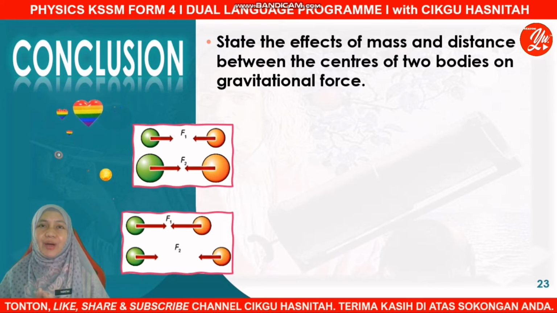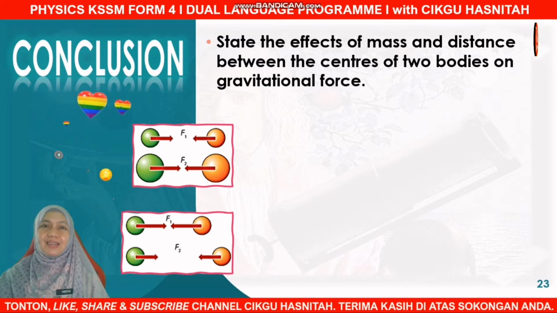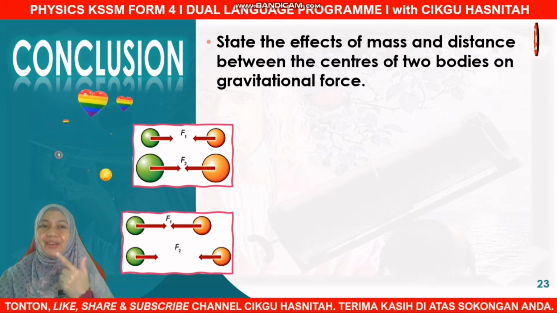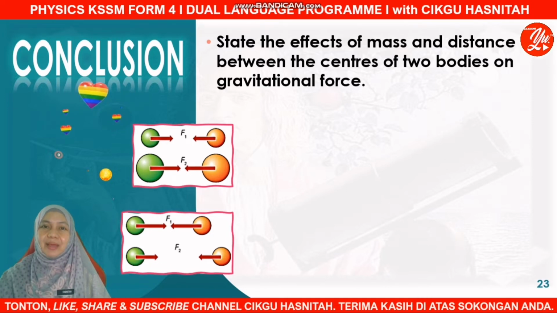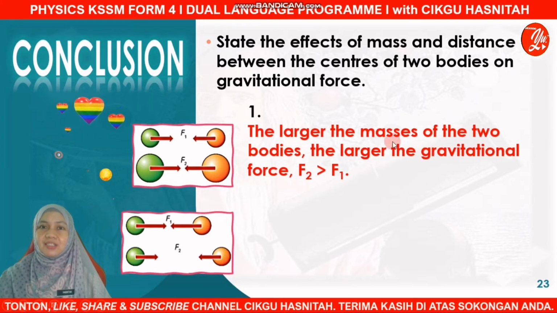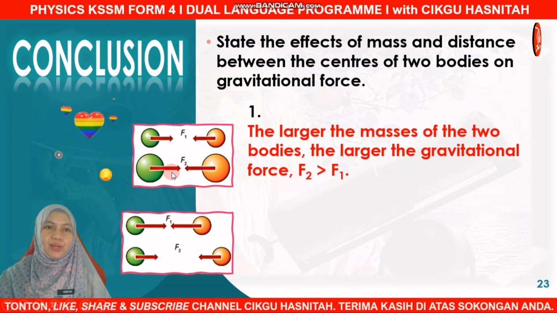Let us state the effect of mass and distance between the centers of the two bodies on the gravitational force. Okay, look at the first diagram. What is the factor affecting gravitational force here? Very good, it is the mass. So we say that the larger the masses of the two bodies, the larger the gravitational force acting, where F2 is greater than F1.